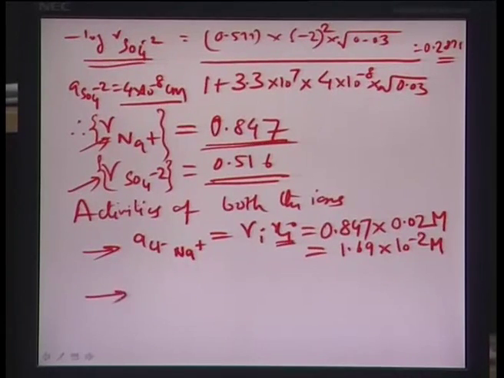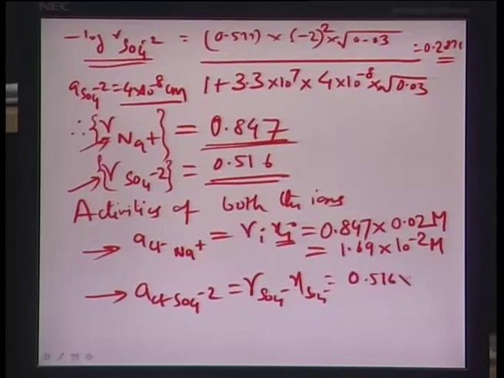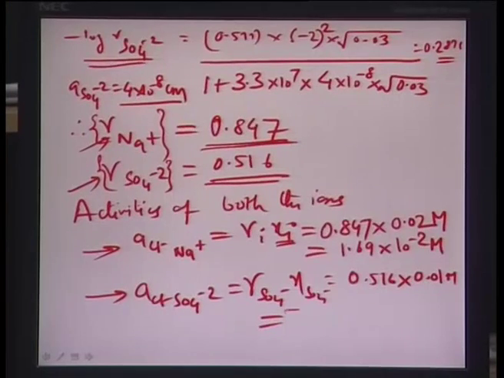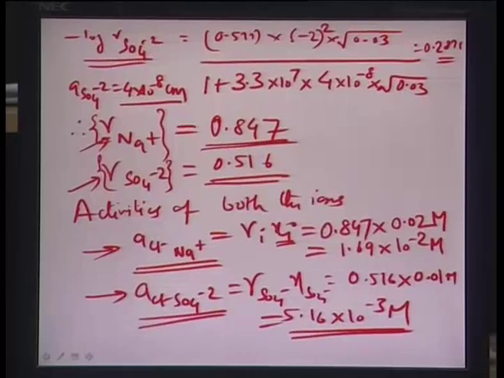In case of SO4, the activity of SO4 minus 2 is gamma SO4 minus 2 times the concentration of SO4 minus 2, which is 0.516 from above times 0.01 molar. Mind you, in one molecule there is only one SO4 present. So, its concentration is the same as that of the Na2SO4 solution. So, this comes out to be 5.16 10 to the power of minus 3 molar. All right. So, that is how you are able to calculate the activity of Na plus and SO4 minus 2 in a sodium sulphate solution.